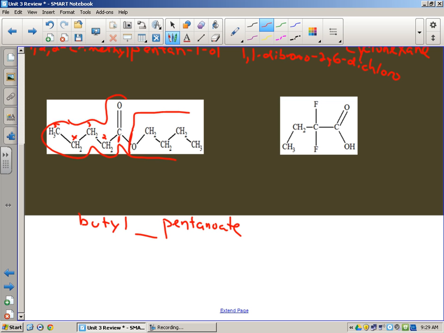This one here, we got a C double bond O, OH at the end, so I know that's a carboxylic acid. There's carbon 1, 2, 3, and 4. So that is butanoic acid. Start with that. And on the second carbon I got 2 fluorines, and I guess that's all I need to worry about. So let's go with 2,2-difluorobutanoic acid. I think I spelled that wrong.